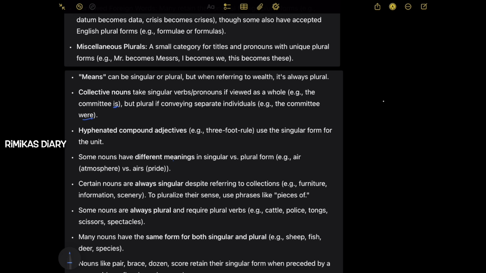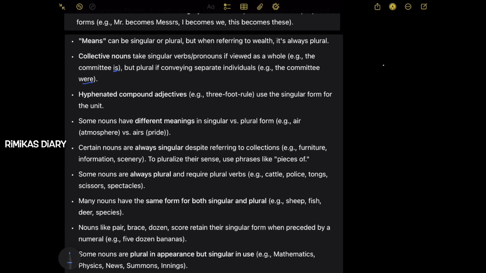Some nouns have different meanings in singular versus plural form. Example, air, atmosphere, versus airs, pride.